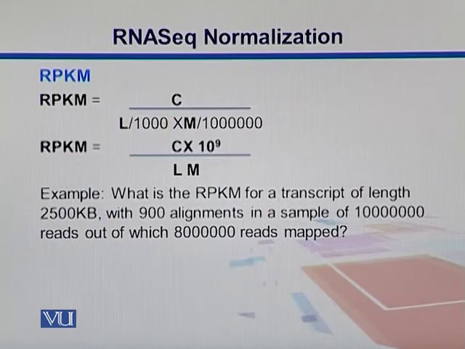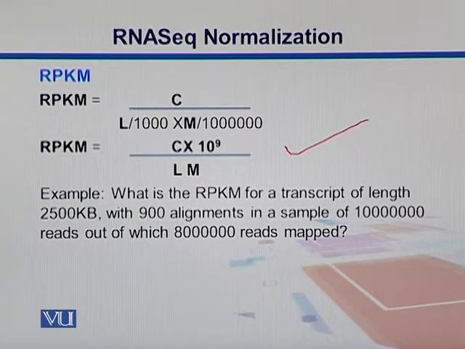We can change this equation into this pretty easy to calculate equation. We can take the number 1000 and million and multiply them and bring them up in that equation. So we can use this relation which is there. So it is C into 10 power 9 divided by L into M. Let's understand this while solving this example.